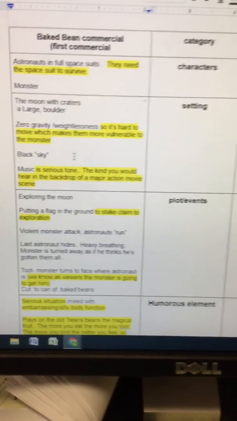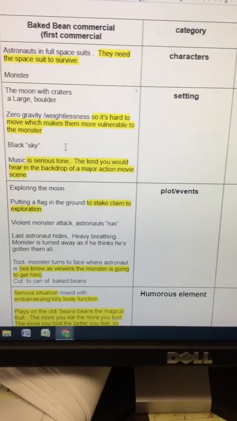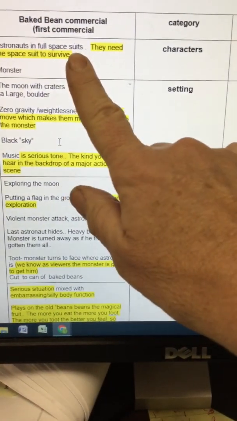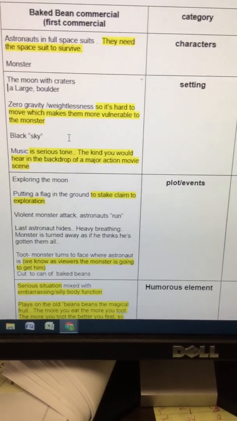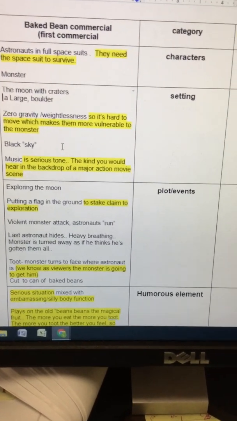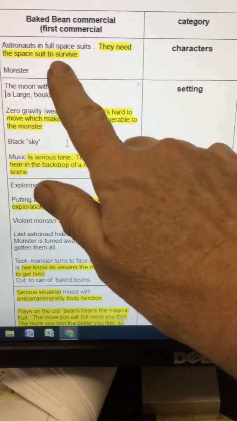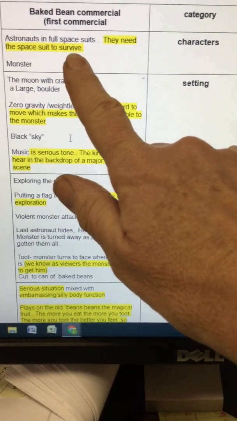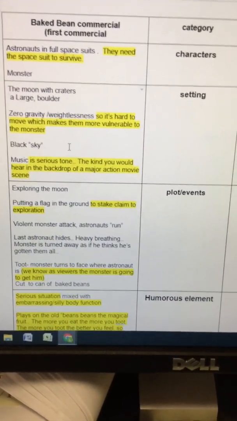So the first step is to write down what we saw. Yep, saw some astronauts in full spacesuits. But then I have to dig down deeper into why are they wearing this? What would happen if they didn't wear this? So the purpose and the whys of why characters are doing things. So I wrote down that they need the spacesuits to survive. I didn't write anything down for the monster because he wasn't wearing anything specific.